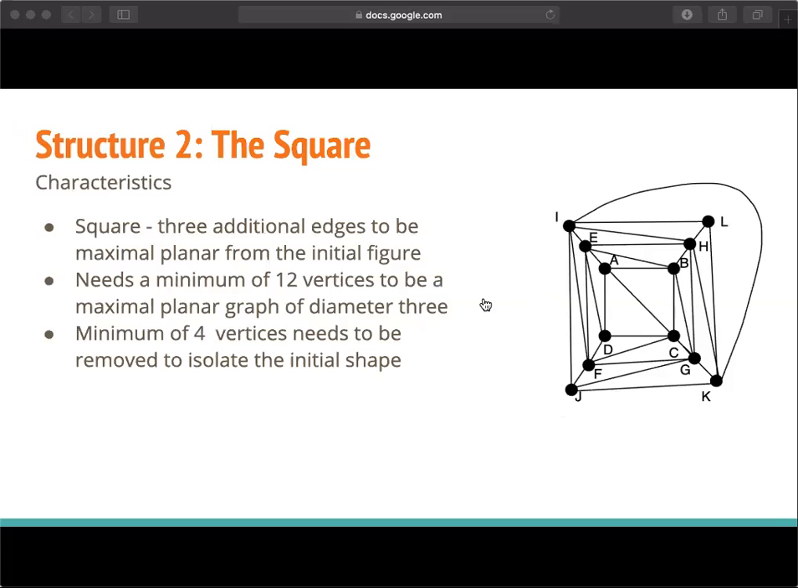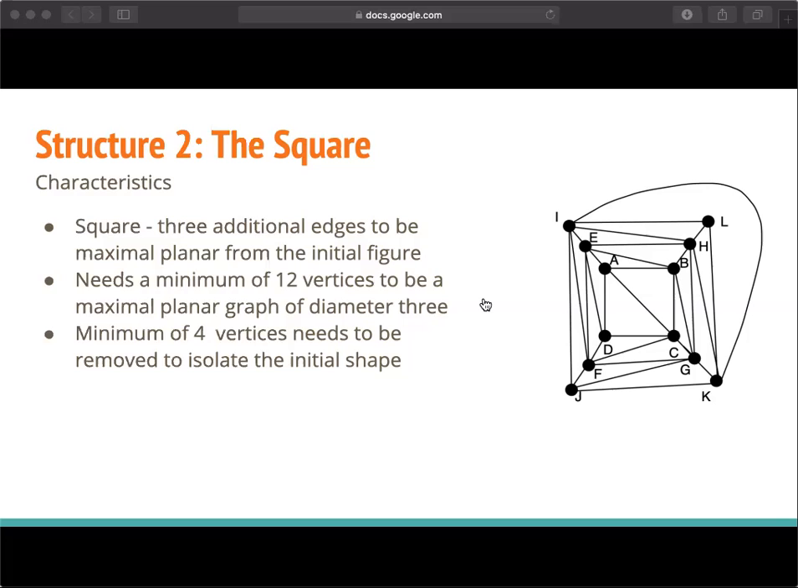The next structure that we'll look at is the square structure. I know these are kind of plain names, but they made sense to me. And so with this structure, if you look at a regular square, 3 additional edges needed to be added for that figure to be considered as maximal planar.